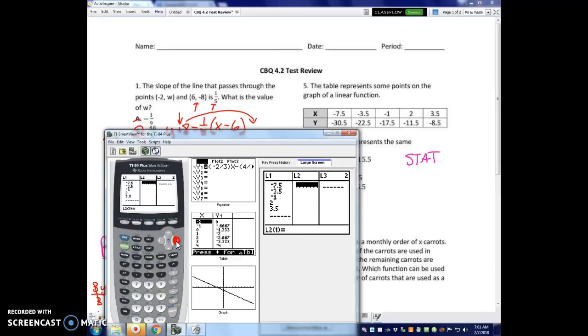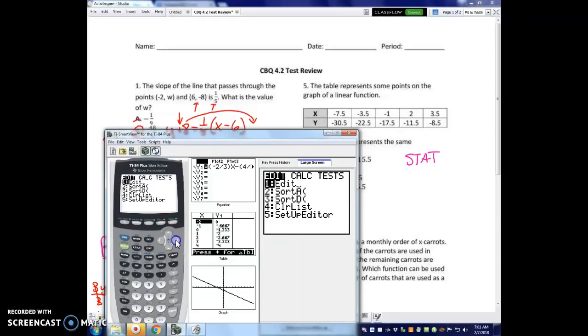Okay, then we go to the y's. Negative 30.5, negative 22.5, negative 17.5, negative 11.5, and negative 8.5. Now we go to stat, over to calc.